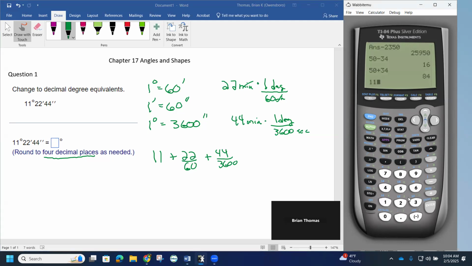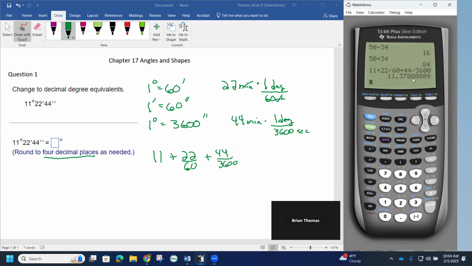So we have 11 to start with, and then we're going to convert the minutes into degrees by dividing by 60. Then we're going to add to that the 44 seconds, but we have to divide that by 3,600 to convert that into degrees. So that would be like 11.3788.